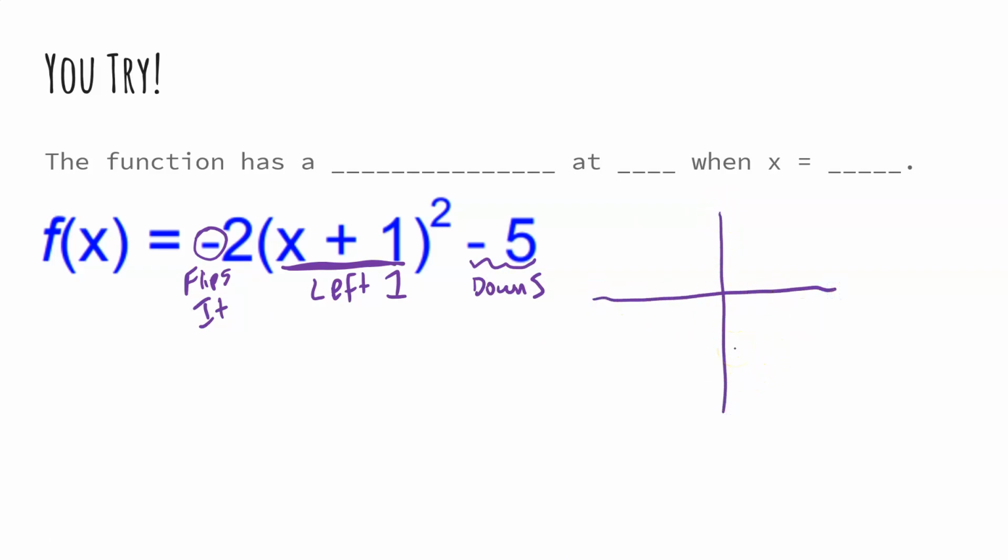So it's going to be upside down. That's what the negative does. The 2 makes it a little more narrow. We learned about that, but that's not as important if you're just asking minimum. All right, so I took the point that was at 0. I go left 1 and down 5.